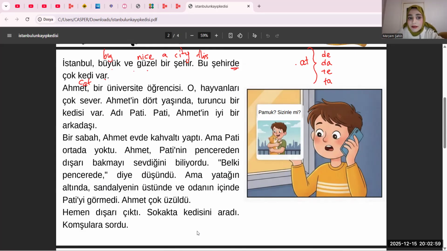Ahmet bir, or n, but in this sentence it's n. Üniversite, university. Öğrencisi. Öğrenci means student. Ahmet is a university student. Okay. O, who? Ahmet. This, he, she, it. In Turkish, o. That's it.